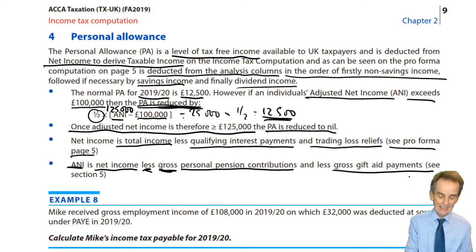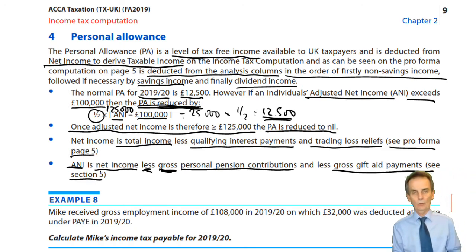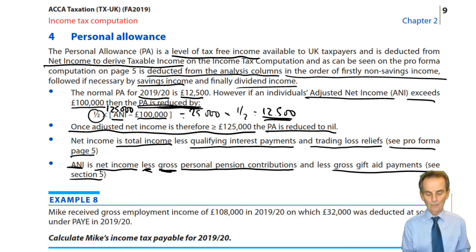Now, that is in section 5 that will be coming up after we've dealt with the personal allowance issues. And we'll deal with that in the examples that you're about to see. The adjusted net income will not be involving gift aid payments or personal pension contributions. That will come later. All we've got to do is just do these calculations. Get used to the idea of computing adjusted net income.